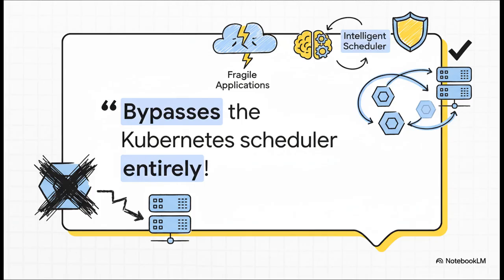And here is the single most important thing to understand about that command. When you use nodeName, you completely, 100% bypass the Kubernetes scheduler. You're essentially walking up to the brains of your entire cluster and saying, thanks, but no thanks, I got this. And that, right there, is where all the trouble starts.